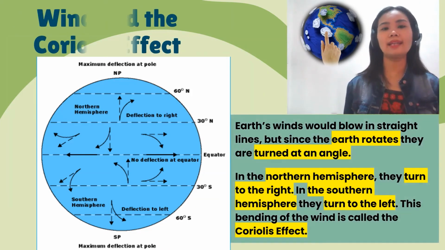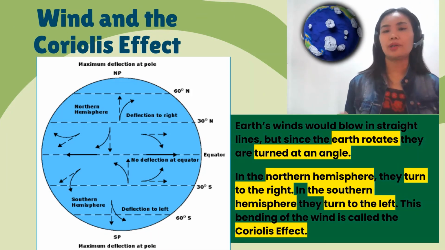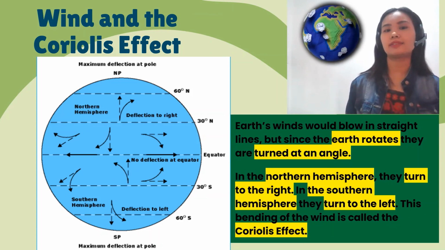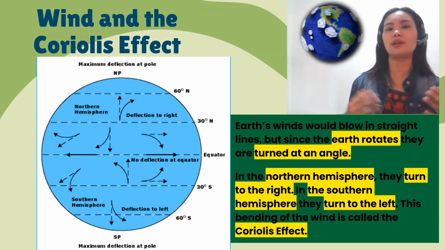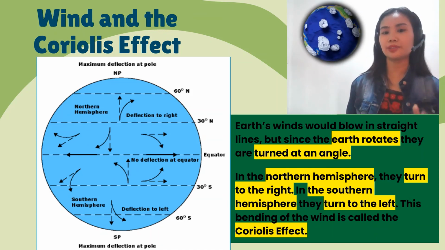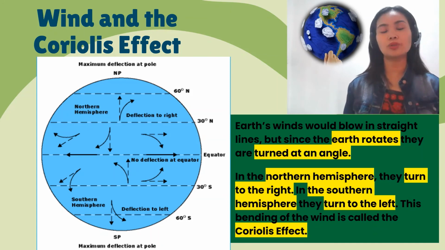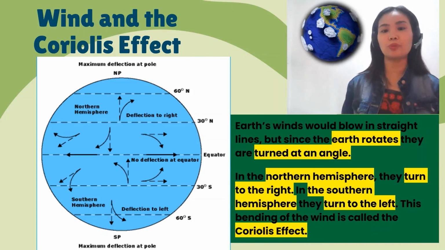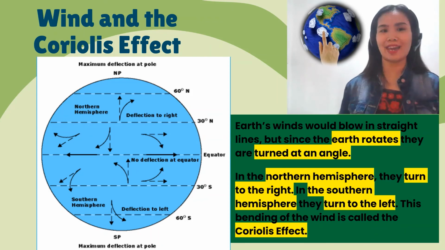Wind and the Coriolis effect. Earth's winds would blow in straight lines, but since the Earth rotates, they are turned at an angle. In the northern hemisphere, they turn to the right. In the southern hemisphere, they turn to the left. This bending of the wind is called the Coriolis effect.